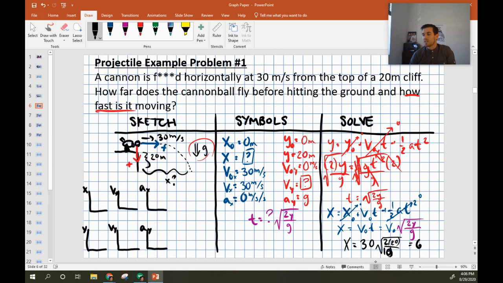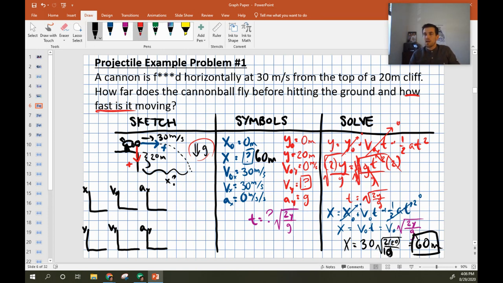So this ends up traveling 60 meters, which actually isn't that impressive for a cannonball, is it? 60 meters? No, that's not really that impressive. A cannon probably gets fired a lot faster than that, but there's our answer. We now know that it's 60 meters. So that's how we solve that.